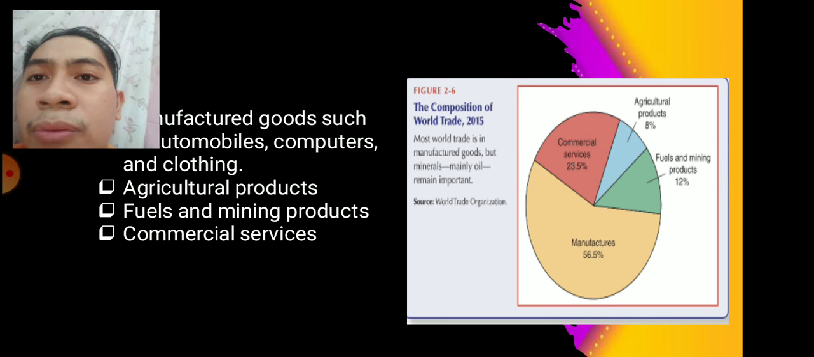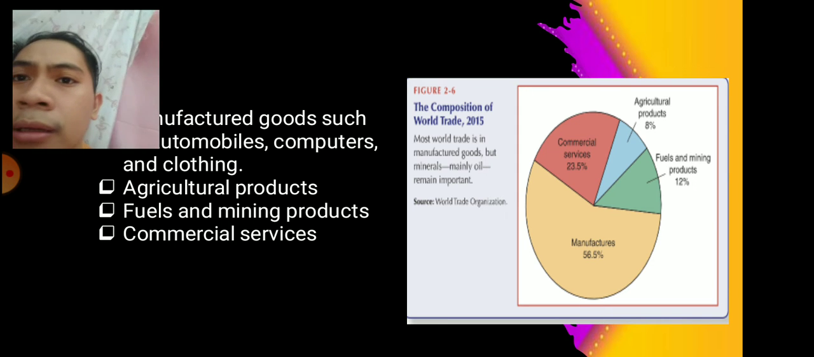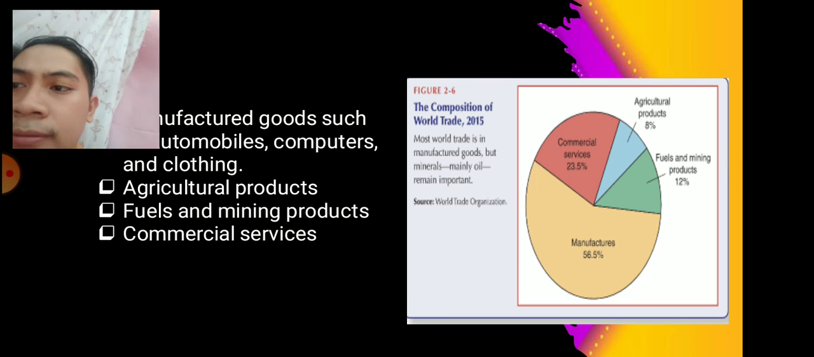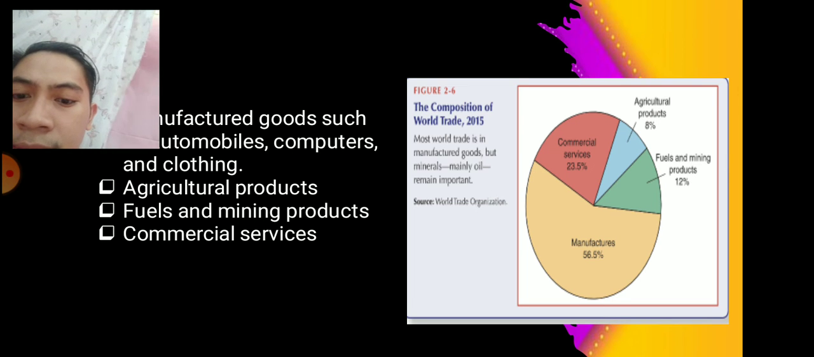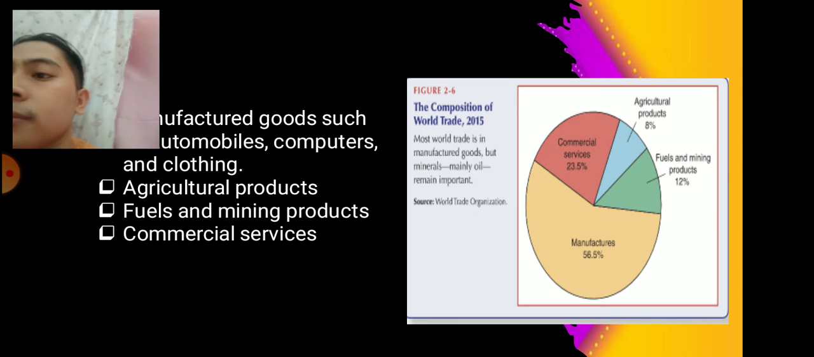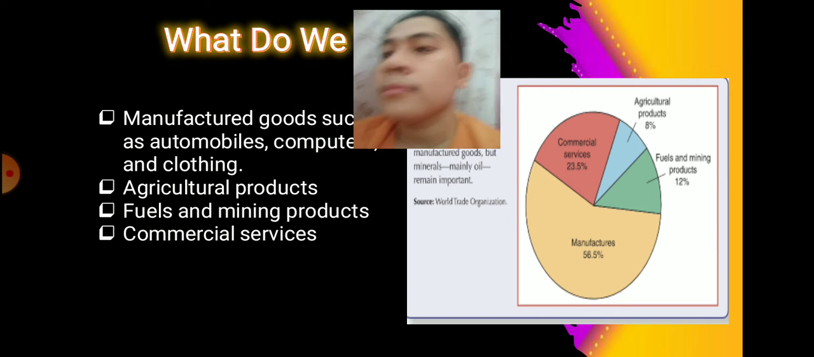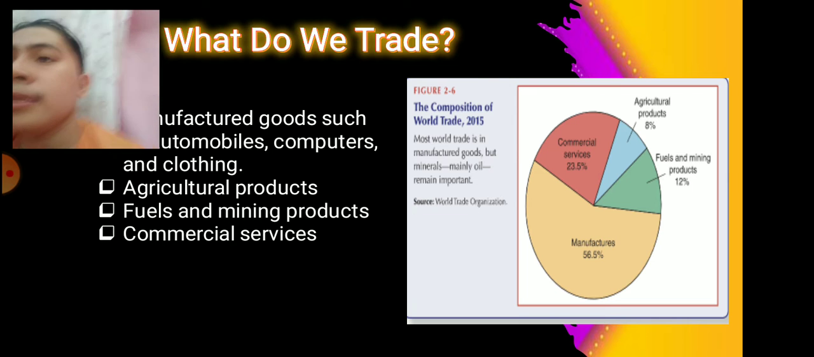The 12% for fuel and mining has gotten smaller, along with agricultural products, automobiles, manufactured goods, fuel, mining, and copper. So what do we trade?